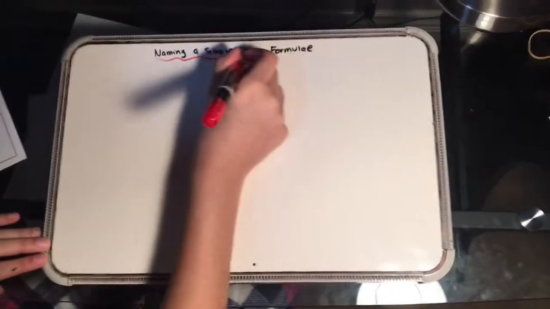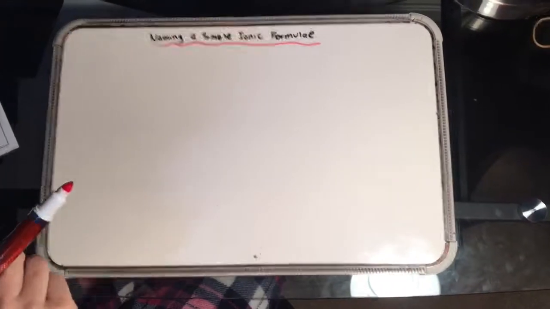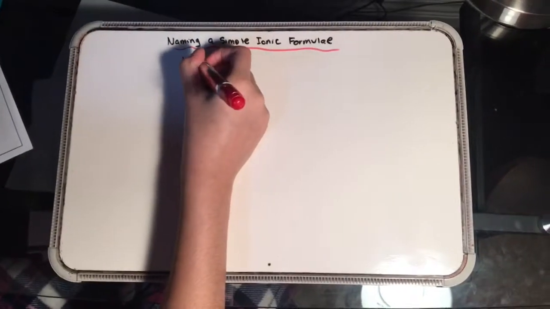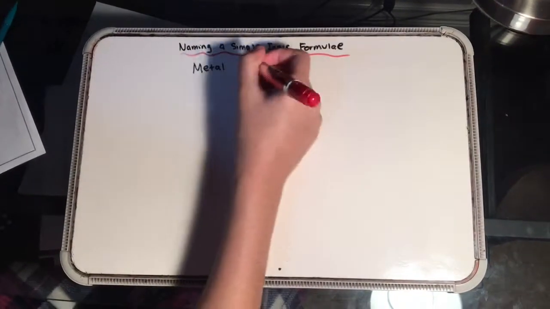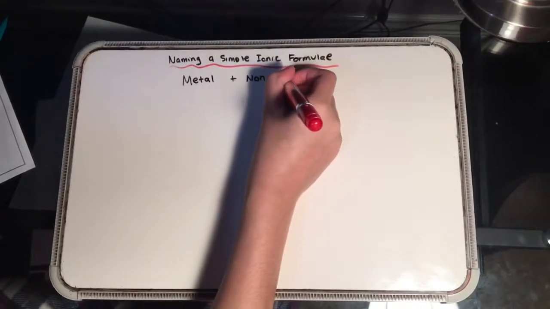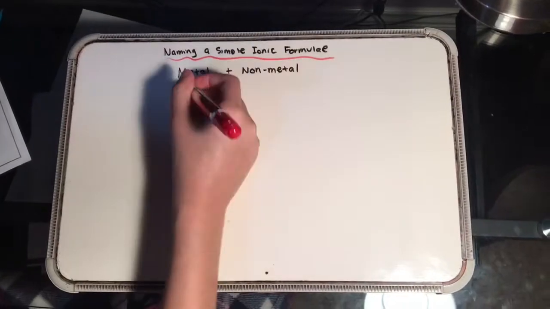Now we will learn how to name simple ionic formulae. You must remember that in ionic compounds, the metal is always written first with the non-metal following after.